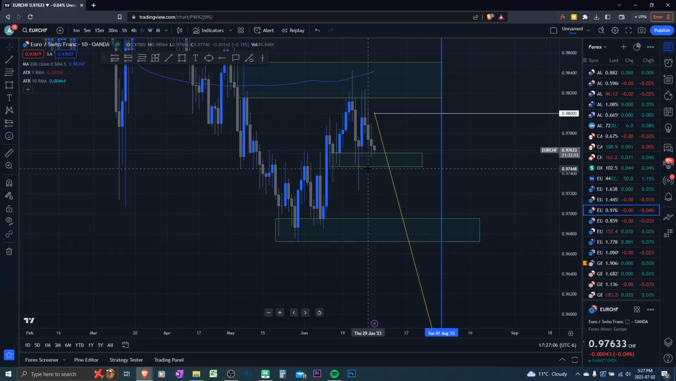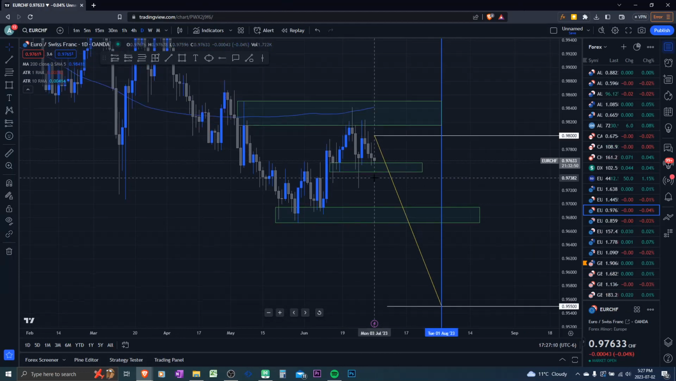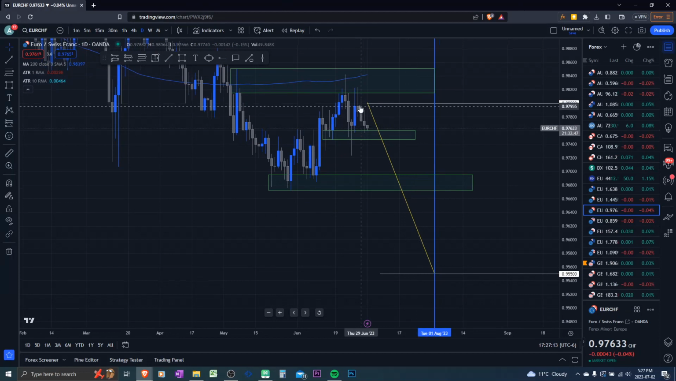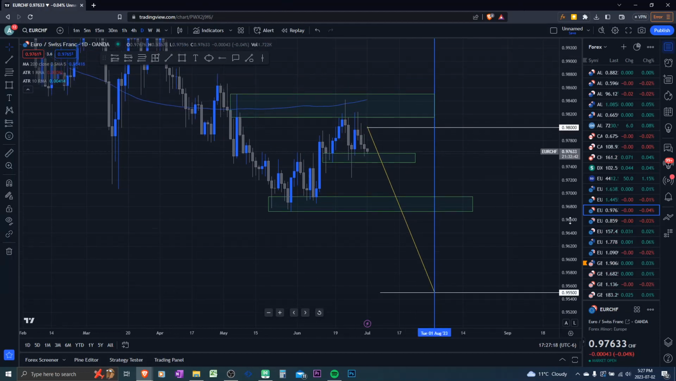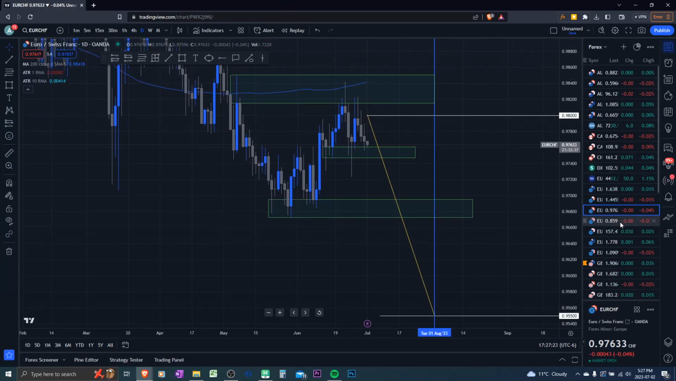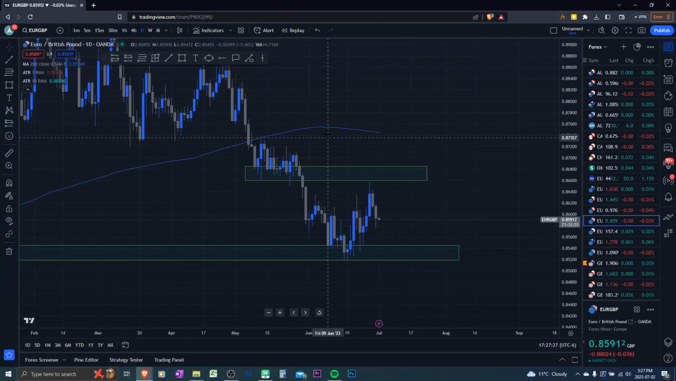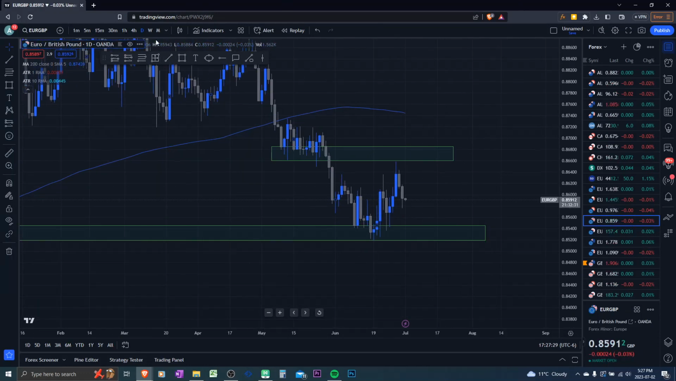Unless it destroys this zone, then we might just enter based on momentum, looking for a pair to head directly to this area. We'll just capitalize on that movement. We've got to wait a bit. Euro Swiss, a pound, bearish, below this moving average. We'll have to break this signet zone.